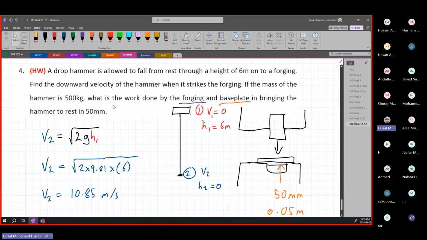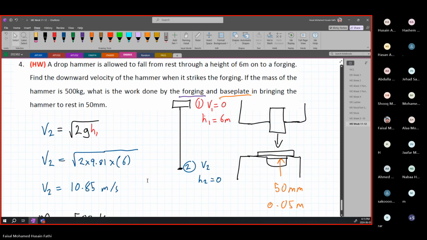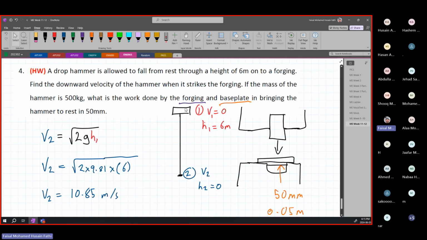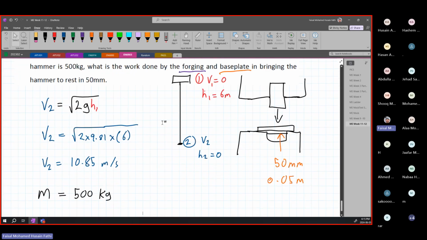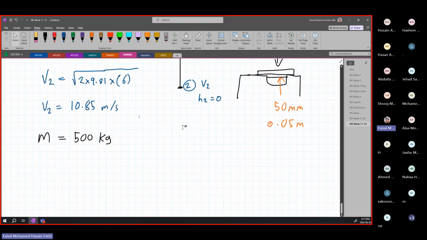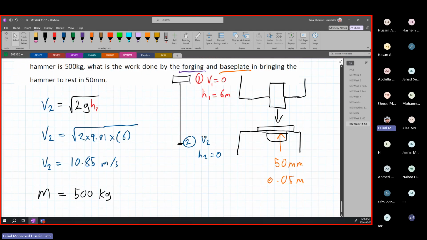Now let's talk about the work that is being done. We are given the mass of 500 kilograms for the hammer. So the mass of this hammer that is falling down. What is the work done by it for the forging part? The forging part is this first part over here that we have already found the velocity and the potential energy and the kinetic energy and all of that. So the work done over here is equal to the potential energy going from all the way up until the bottom, which is also equal to the kinetic energy at the bottom.